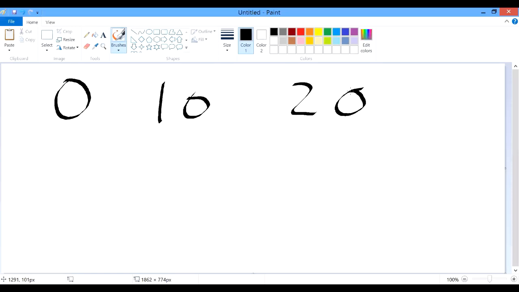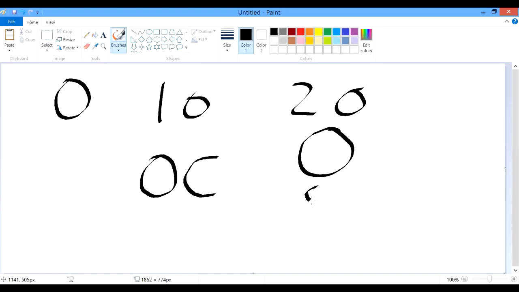Okay, so 10, how to do the 10? First, you have to do 1, 0. And then like ta, like C in the Roman. This is 10. And then 20. So a big 0, and below you have a small 0. That is 20. Okay. And then come to the 30.